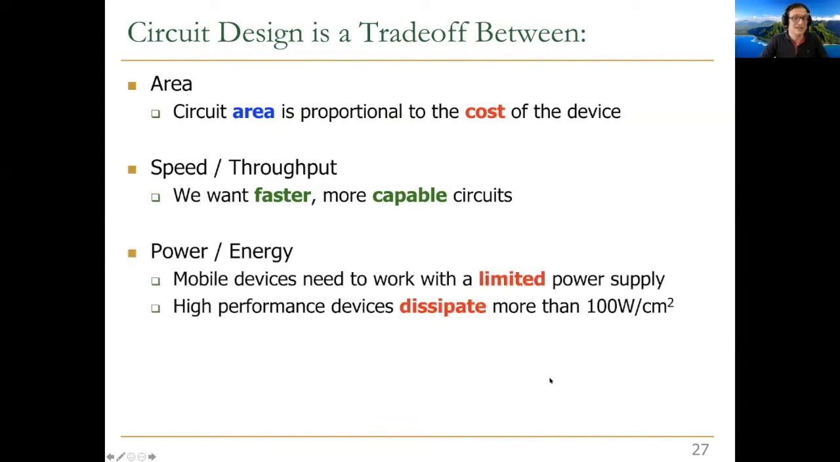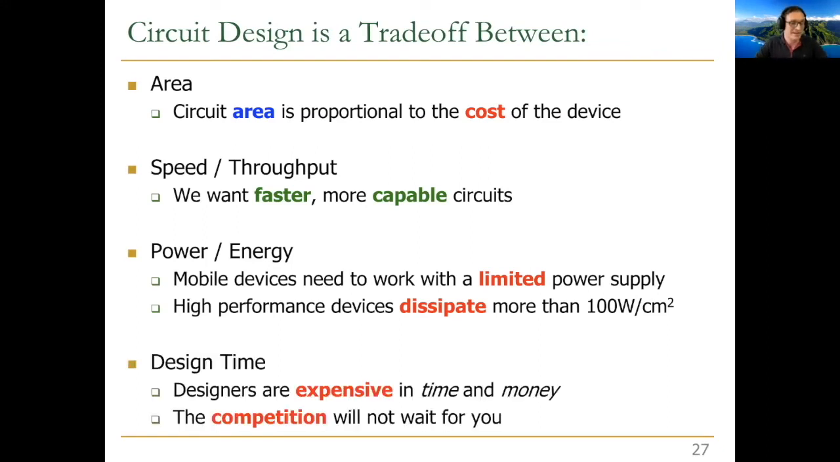And power and energy. Clearly, this is true in almost all aspects of computing, but especially in mobile devices, we have a very limited power supply and we have a limited battery. So we would like to minimize the energy and power consumption that we have in our circuits. And even high performance devices are limited by the power that you can supply to them, and they're limited by cooling as well.